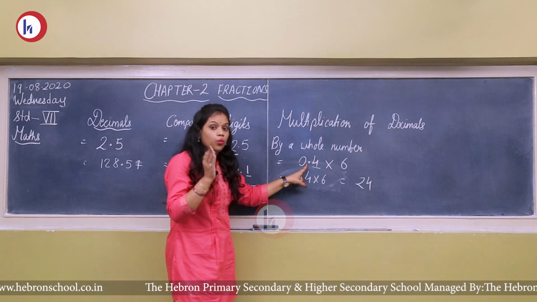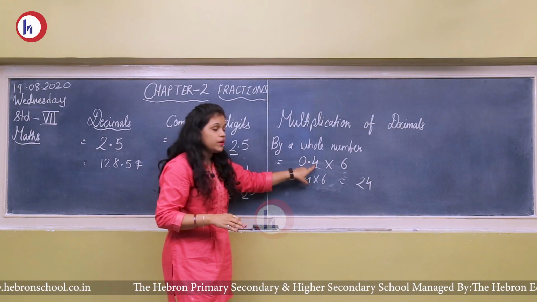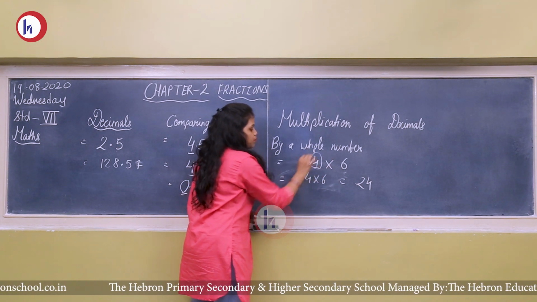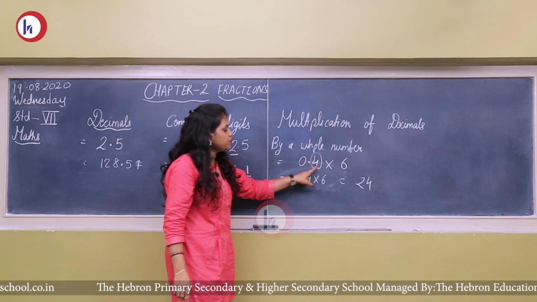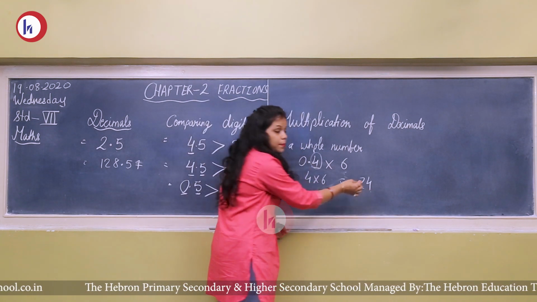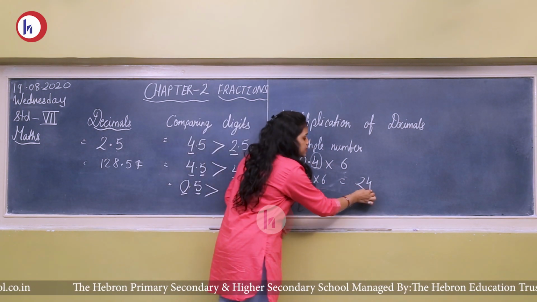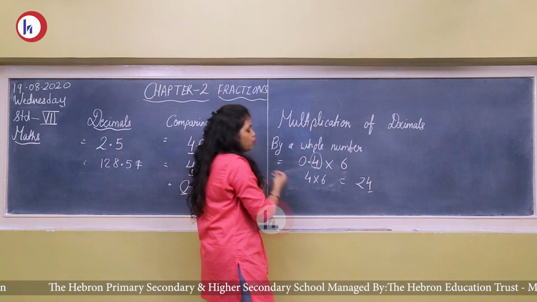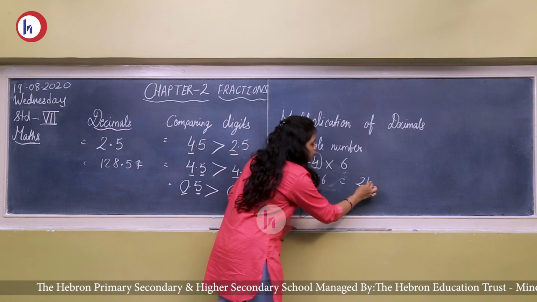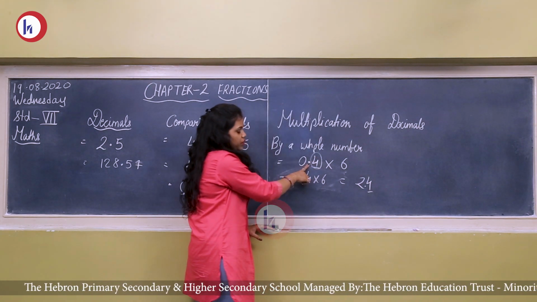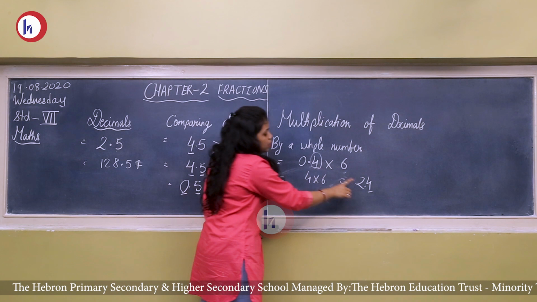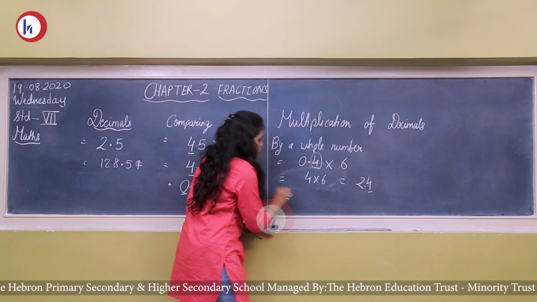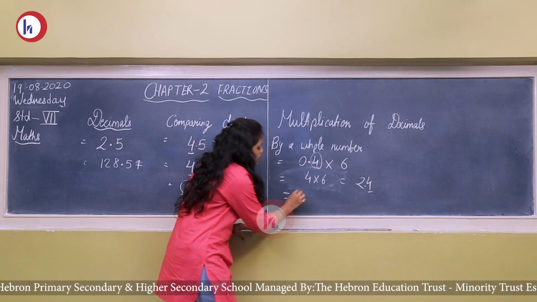Now after the decimal, how many digits? 4 is a number, but how many digits are after the point? Only one place, one digit. So there is one digit after the point, which means in your answer you count from the unit place, move this side and put your decimal. Because we have one digit after the decimal, our answer should also have one digit after the decimal.